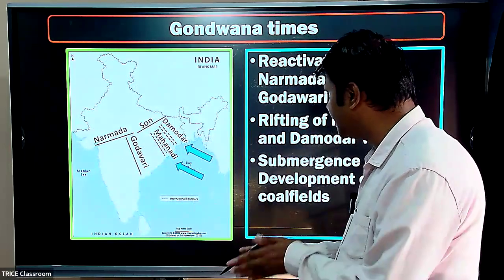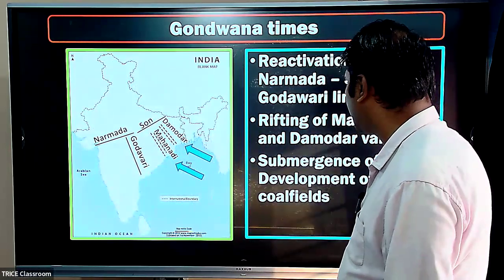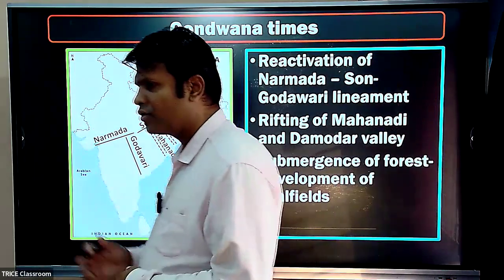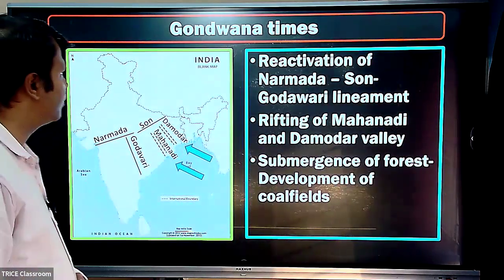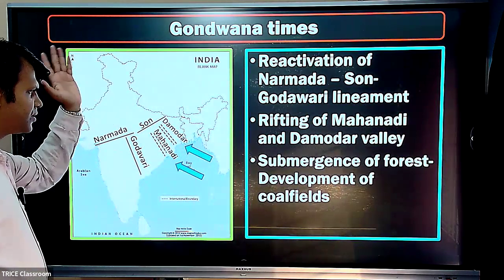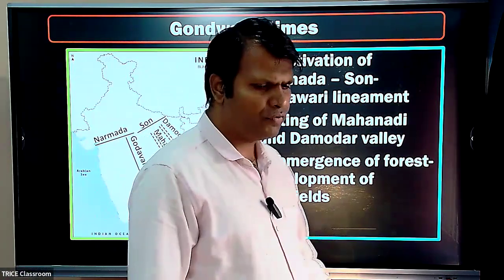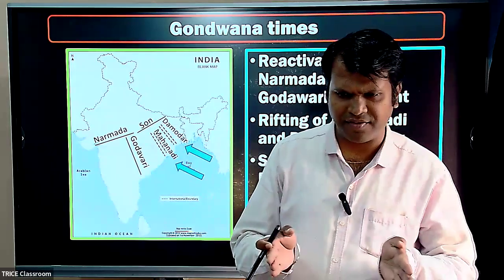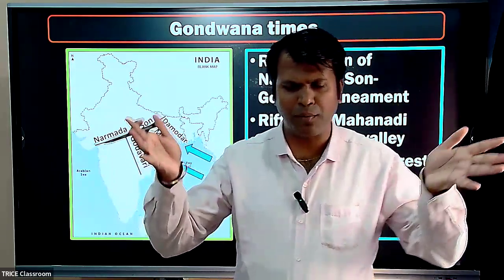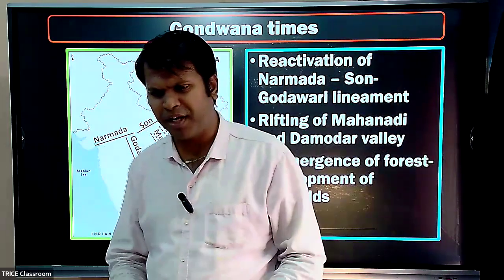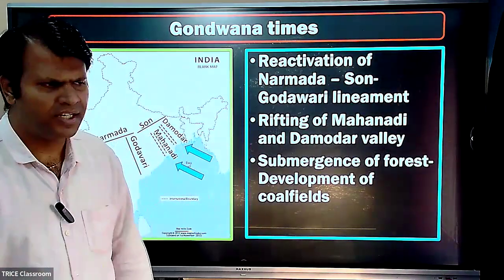That it is in this gap that today Damodar and Mahanadi rivers are flowing. So what happens? Understand. This kind of rifting would have taken place in Gondwana times, right? It is in the Gondwana times that this rifting took place. So when two land masses are rifting, there would be so much of land, the continental plate, that gets subducted, that goes deep inside the earth, right?